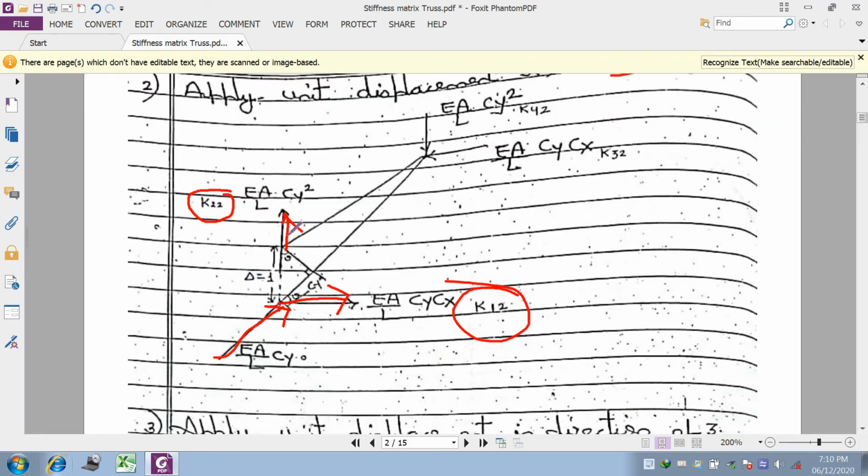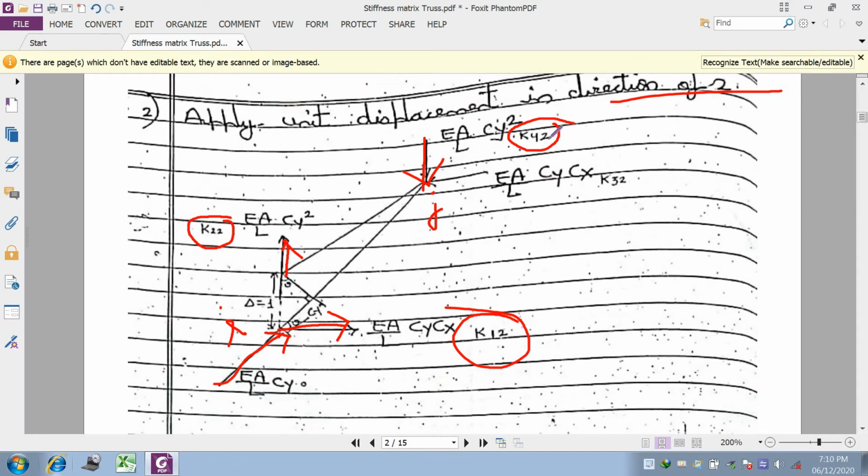Now once you get the forces at the I node, similarly you will get the forces at the J node, but in the opposite direction. As it is going in the upward direction, it will be downward, exactly opposite. So EA by L CY square will be there, and the corresponding stiffness name is K42, because the nodal point is the fourth one, and we are solving for the unit displacement in the direction of 2, therefore it will be K42.